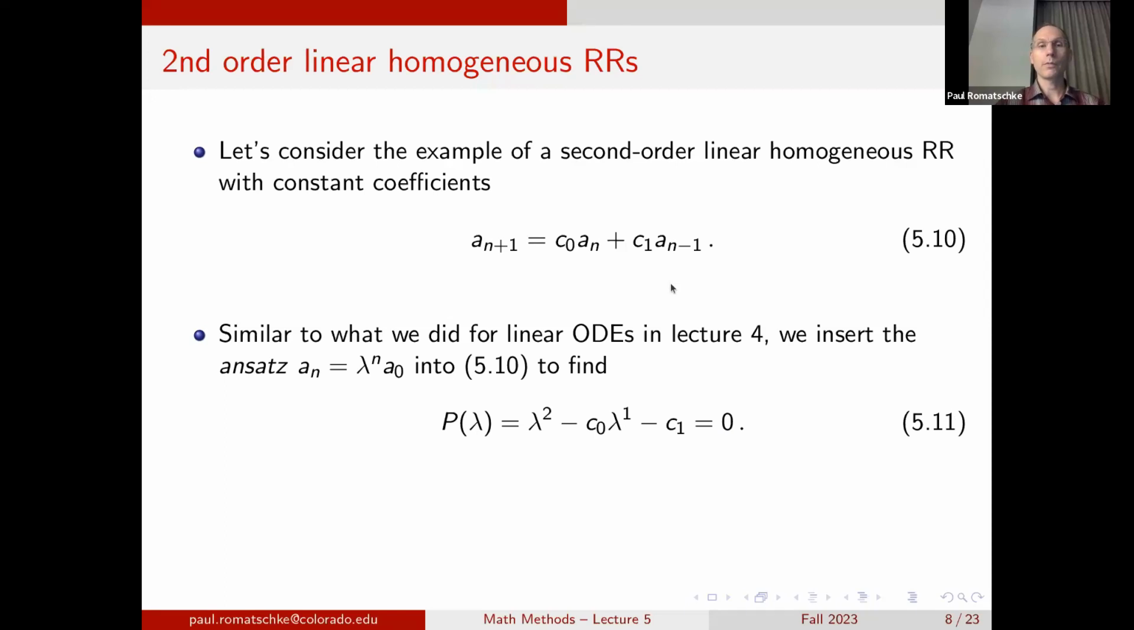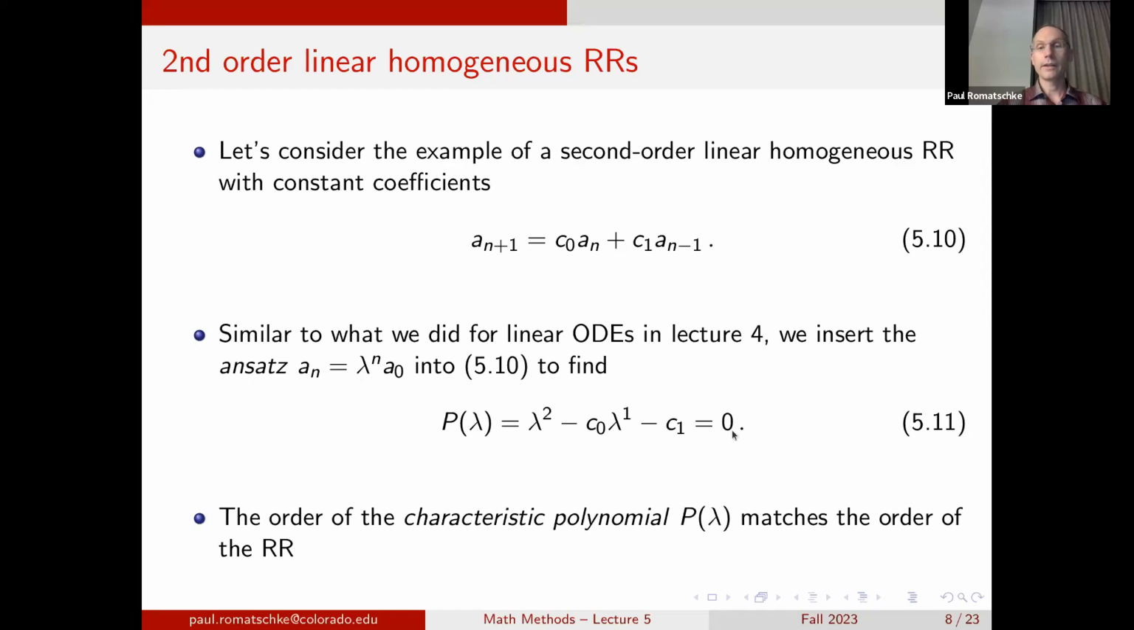And we will use a solution method that is very similar to that we employed for ordinary differential equations in lecture 4. So basically, we insert an ansatz a_n is lambda, some arbitrary number lambda to the power n times a_0, into equation 5.10. And then we see that we have different powers of lambda on both of these sides. So we can simplify the recurrence relation in such a form that we can write it as a polynomial in lambda equal to 0. And this polynomial in lambda is named the characteristic polynomial, again matching the nomenclature that we used for ordinary differential equations.